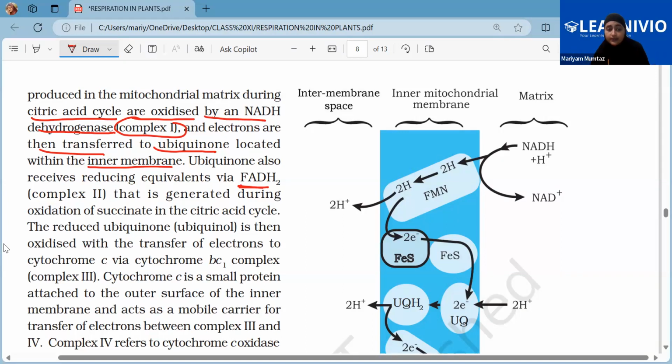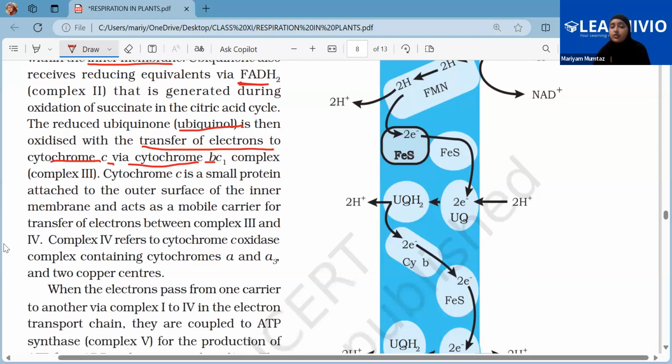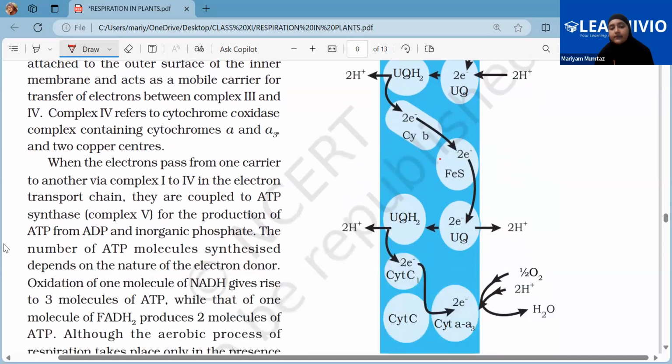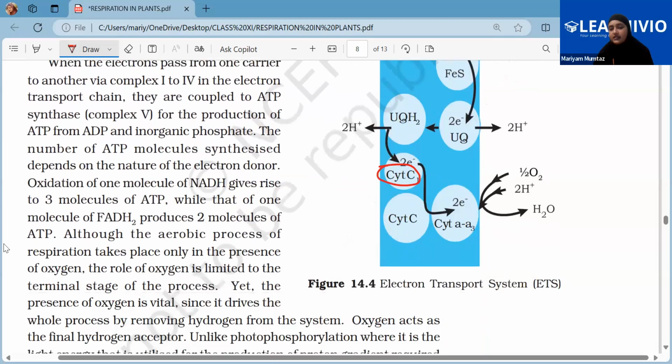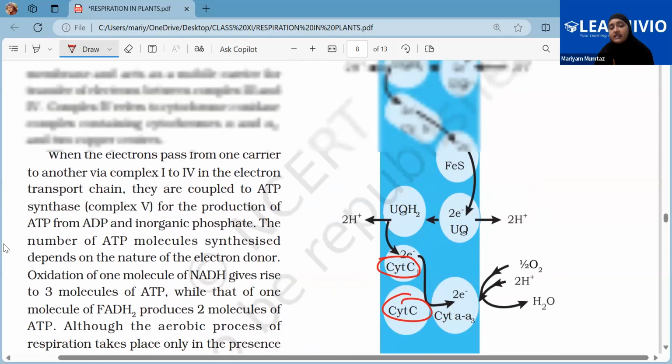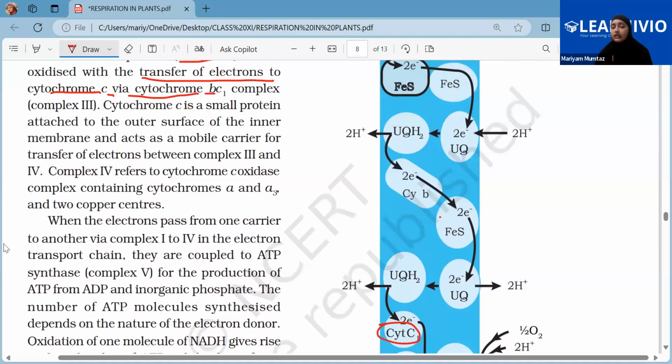Now it gets reduced and it is now ubiquinol. Then it is oxidized with the transfer of electrons to cytochrome C via cytochrome BC1. So it transfers its electrons to cytochrome C with the help of cytochrome BC1. See this thing. Cytochrome C is here, right? And cytochrome C is here. Now this cytochrome C is receiving the electrons from the ubiquinol via cytochrome BC1.